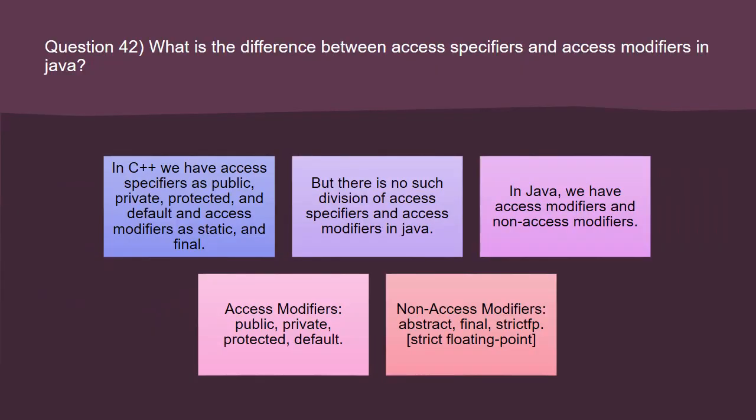Question 42. What is the difference between access specifiers and access modifiers in Java? In C++, we have access specifiers as public, private, protected, and default, and access modifiers as static and final. But there is no such division of access specifiers and access modifiers in Java. In Java, we have access modifiers and non-access modifiers. Access modifiers: public, private, protected, default. Non-access modifiers: abstract, final, strict. Strict floating point.